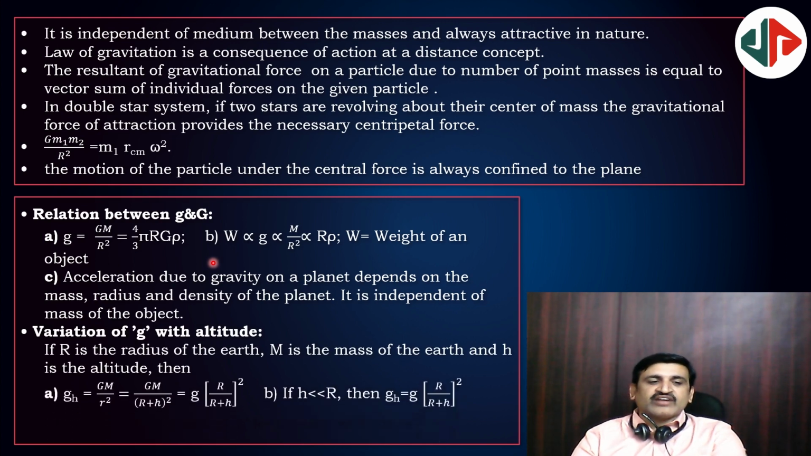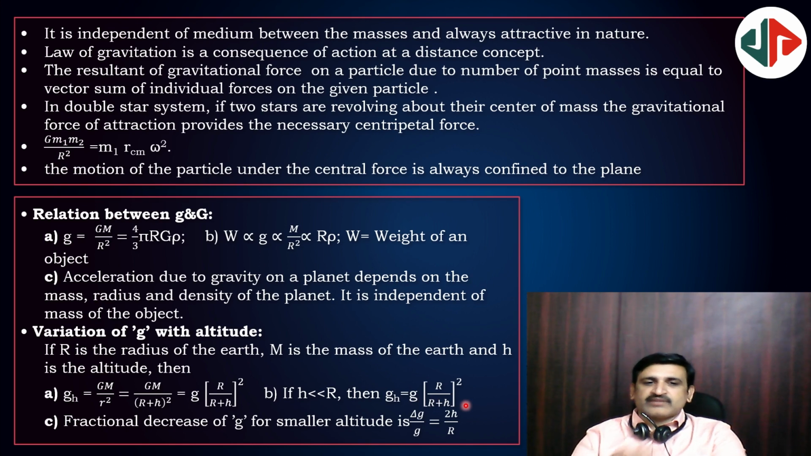We are going to have an expression: g_h is equal to GM by r square, where r is the distance between the point and the center of the earth, that is GM by (R plus h) whole square, which is small g into R by (R plus h) whole square. If h is very small, then only you can use this formula, that is g into (1 minus 2h by R). That is for small heights only, not for all heights.